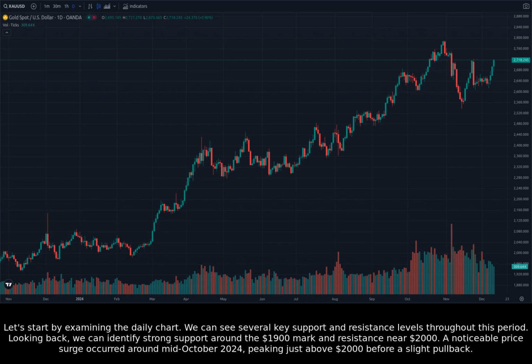Let's start by examining the daily chart. We can see several key support and resistance levels throughout this period. Looking back, we can identify strong support around the $1,900 mark and resistance near $2,000. A noticeable price surge occurred around mid-October 2024, peaking just above $2,000 before a slight pullback.